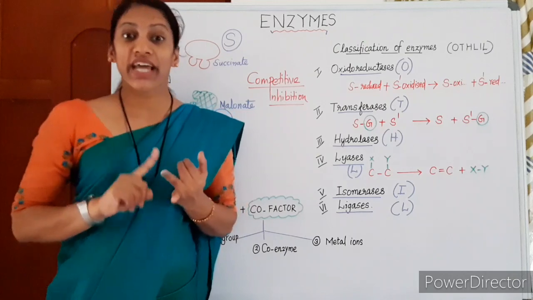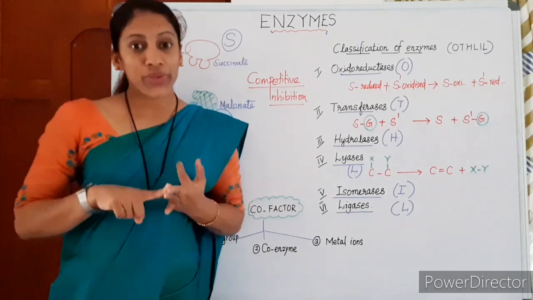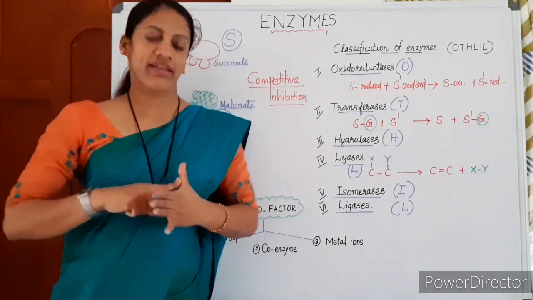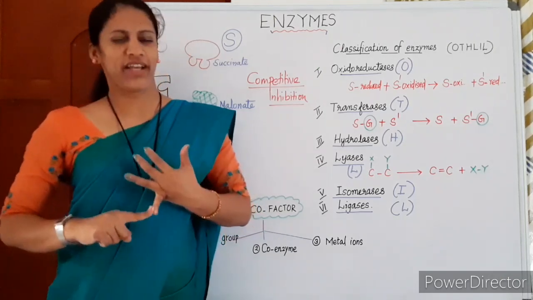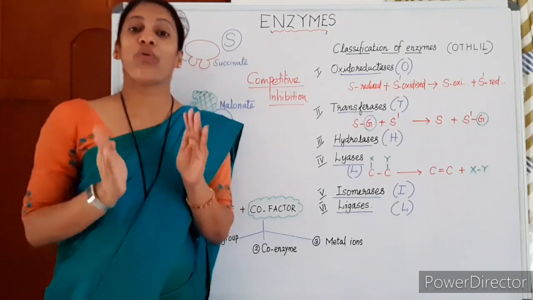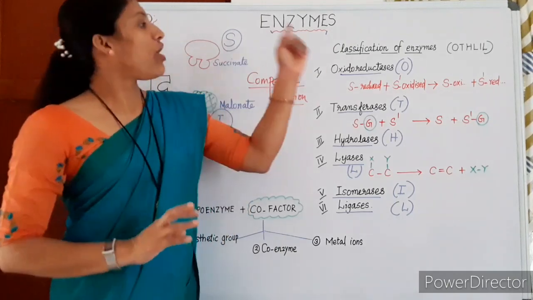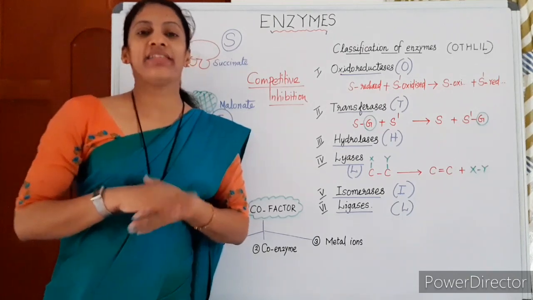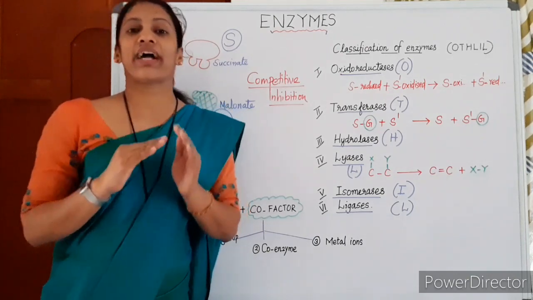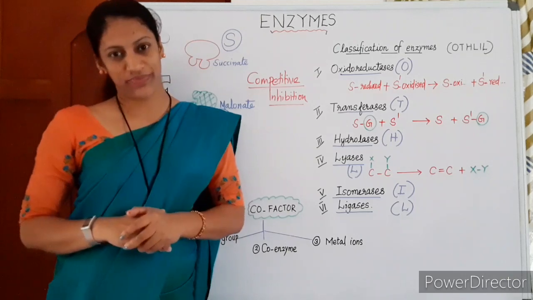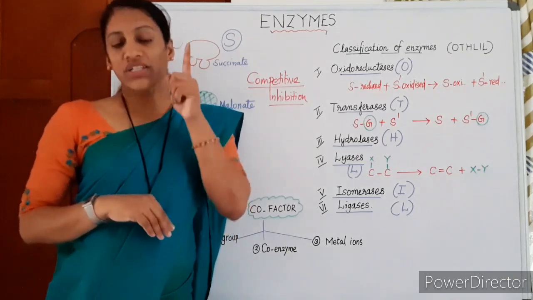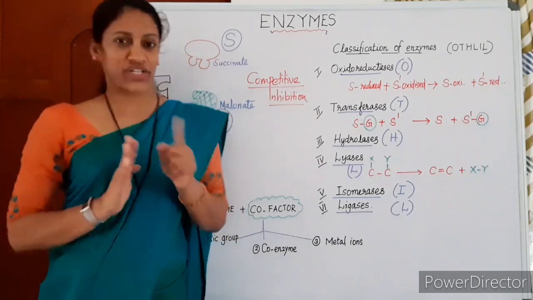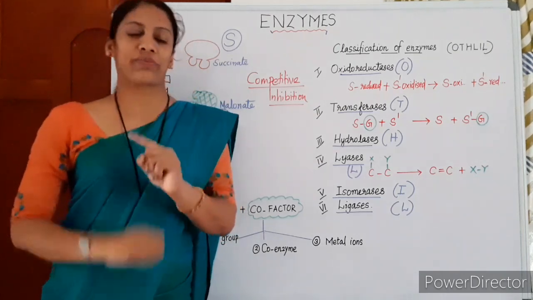Oxidoreductases, transferases, hydrolases, lyases, isomerases and ligases. Then just have a very brief idea what they are. Okay, oxidoreductases are the enzymes which catalyze oxidoreduction reactions between 2 substrates. Remember, oxidoreductases catalyze oxidation reduction between 2 substrates.